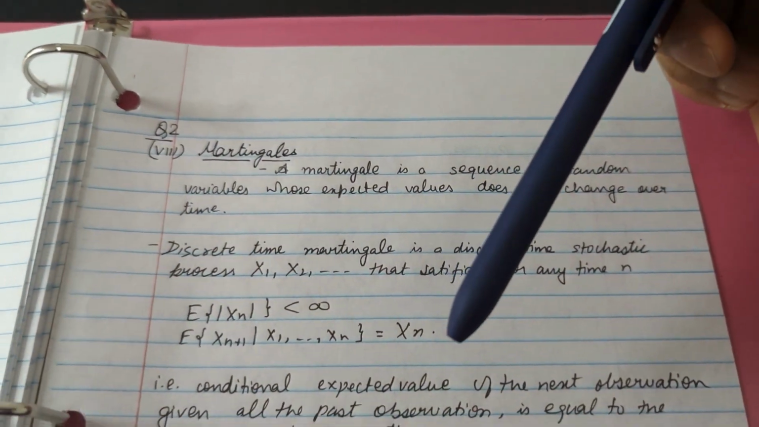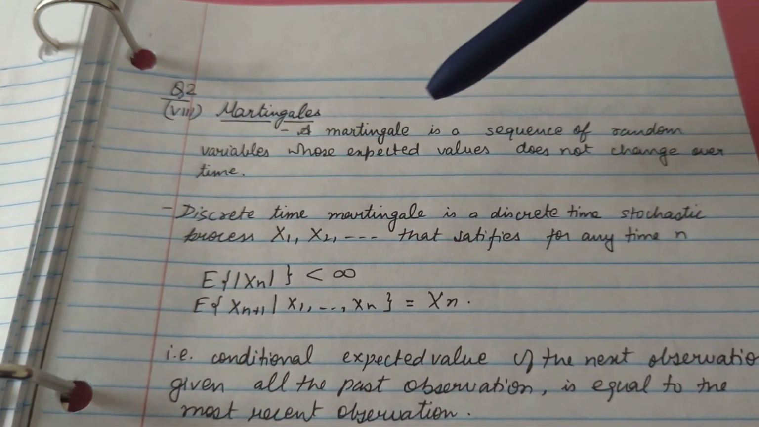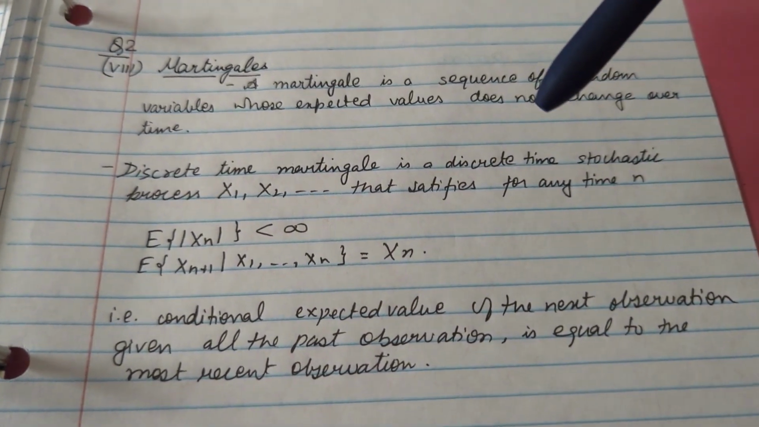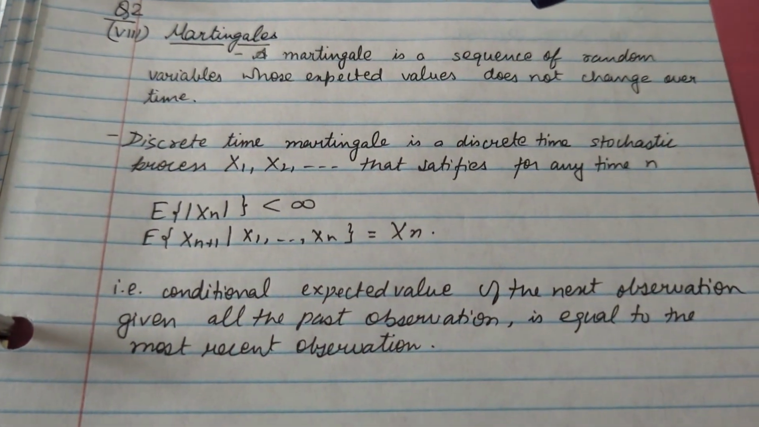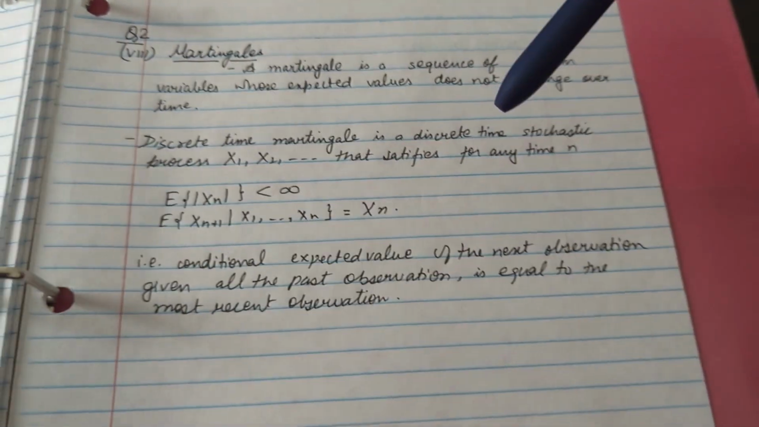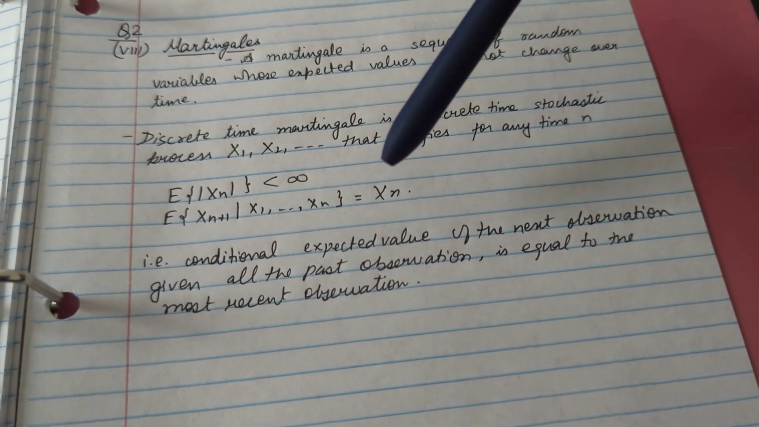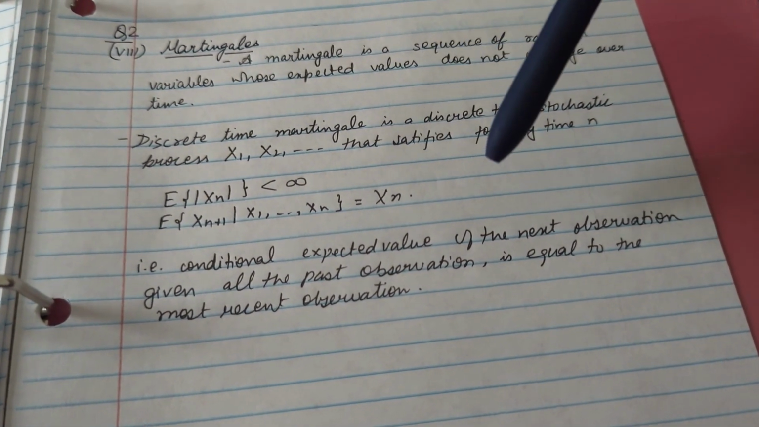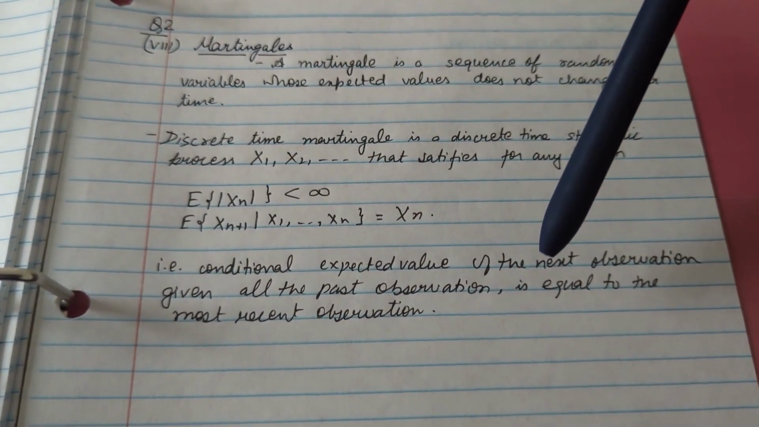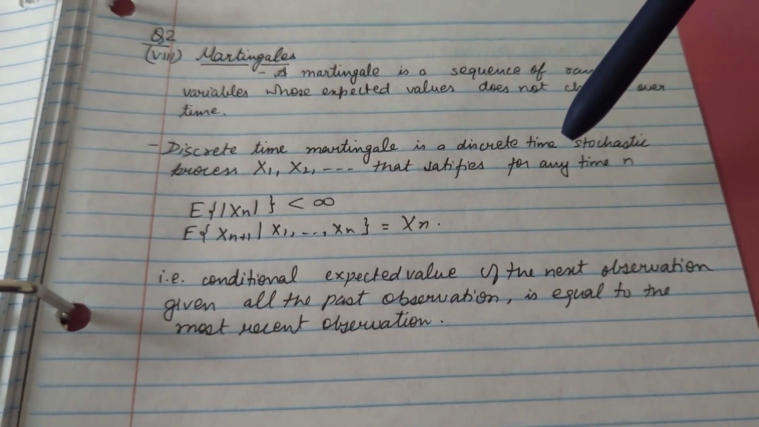So now the eighth part, martingales. A martingale is a sequence of random variables whose expected values do not change over time. A discrete time martingale can be defined as a discrete time stochastic process X1, X2, up to infinity, Xn, that satisfies for any time n: expectation of modulus of Xn is less than infinity, and expectation of X(n plus 1) given X1 up to Xn equals Xn. That is, the conditional expected value of the next observation given all the past observations is equal to the most recent observation.